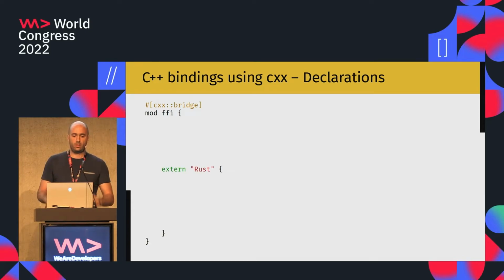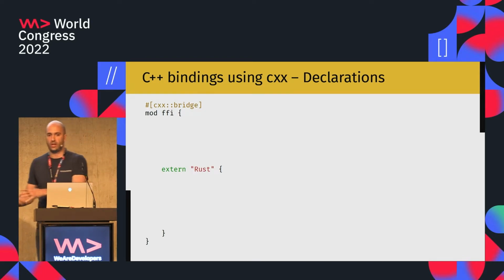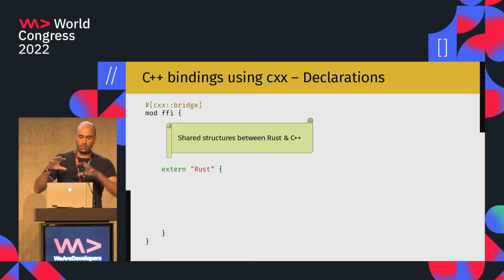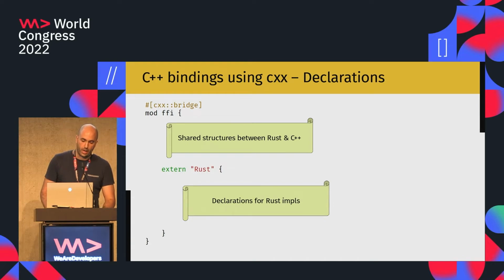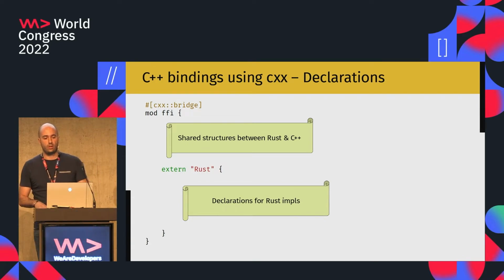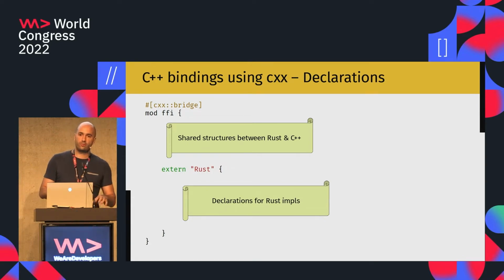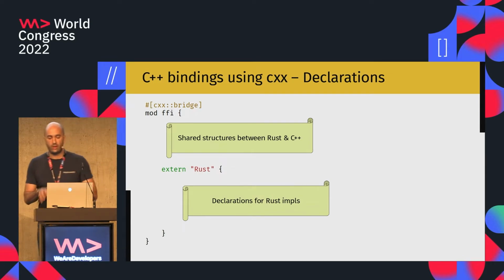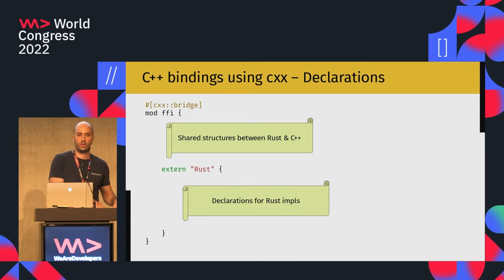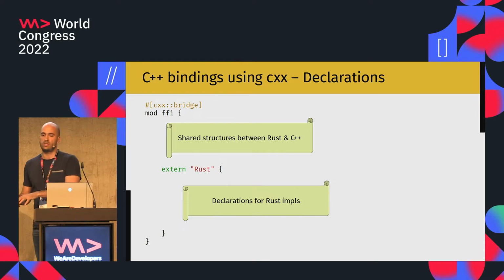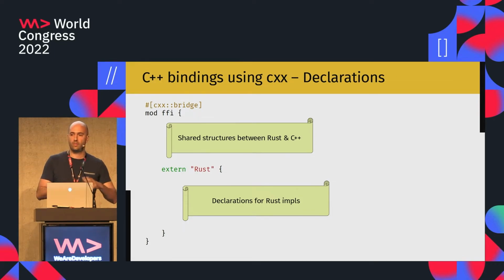Inside of our module, we provide an extern Rust block. We can also provide an extern C++ block. The stuff that is outside either of those extern blocks are shared structures between Rust and C++, meaning they can be passed around by value. And the stuff that's inside the Rust extern block are declarations for Rust implementations. So they are declarations for stuff that will be implemented in Rust, meaning that the C++ side doesn't really get access to implementation details.